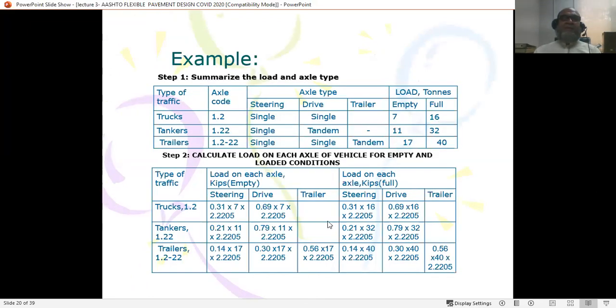Now there are a few steps. First, from the NTR's factor, you summarize the axle load. Again, I've given this because I want this concept to be clear. Single, 7, 16 tons. And this I've taken from the NTR table that I've shown earlier in this lecture. There is the single and tandem, 11% empty, 32. Trailers, single, tandem, 1740. What is the concept of an empty vehicle?